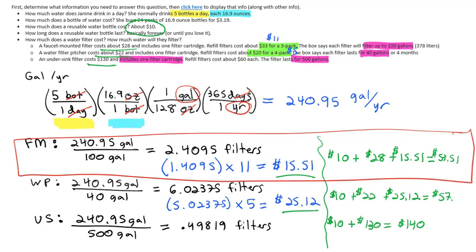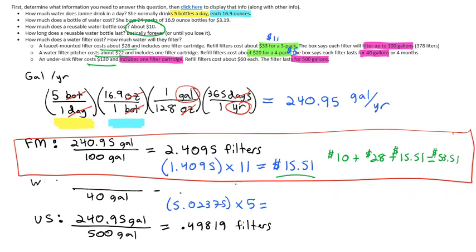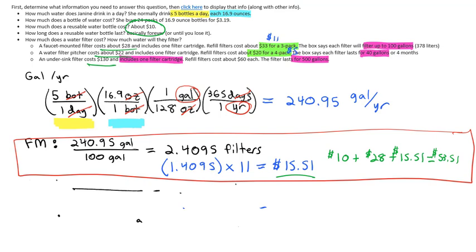So if the faucet mount is the best option, and the faucet mount costs $53.51, how much are we saving per year? So we need to know the cost that she's spending right now on water bottles. We know that she's consuming 5 bottles per 1 day. That's what was given to us in yellow highlighted at the very beginning. And now we're looking for a connection to a cost.